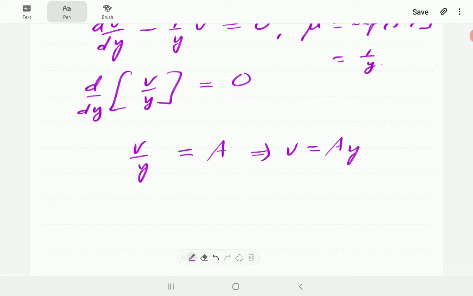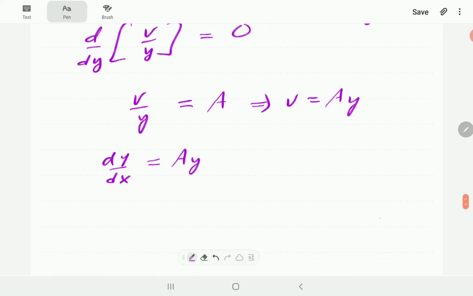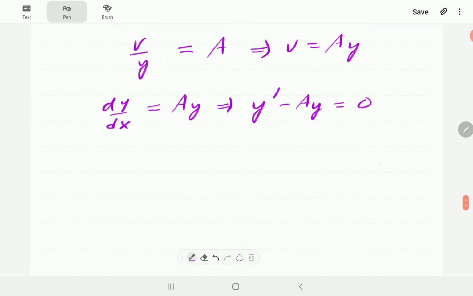However, v is dy dx. So what we have is dy dx is equal to ay, which is now a linear ODE of y with respect to x. The integrating factor this time is e to the minus ax.